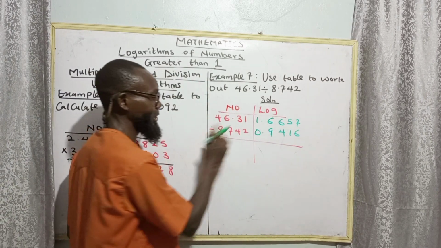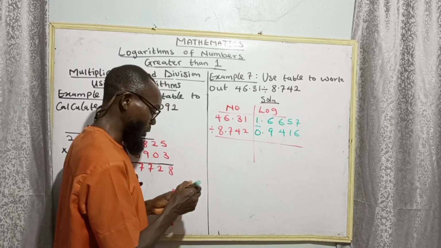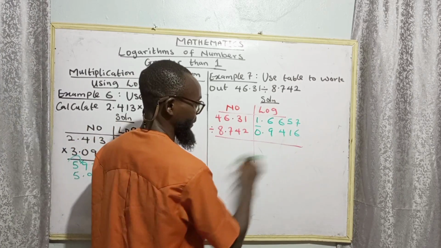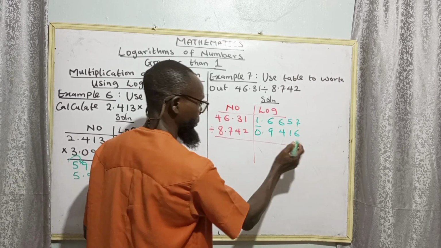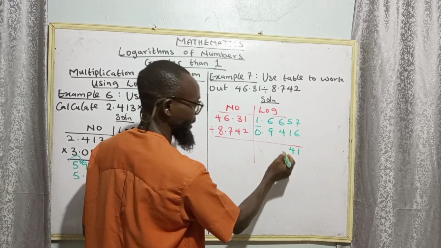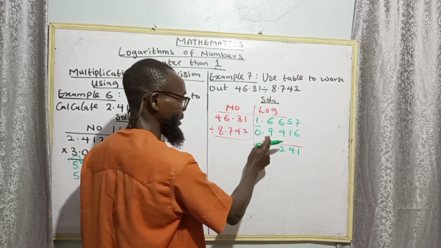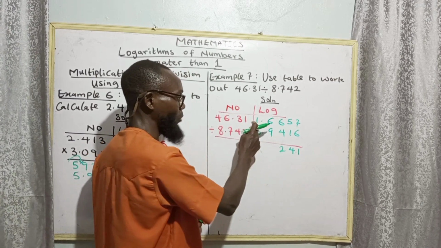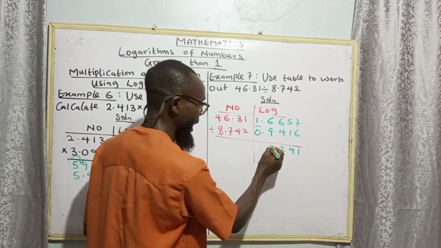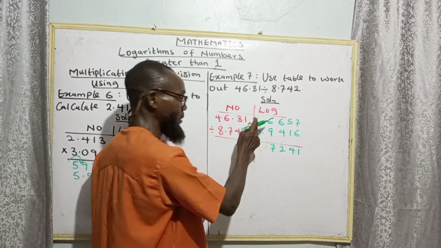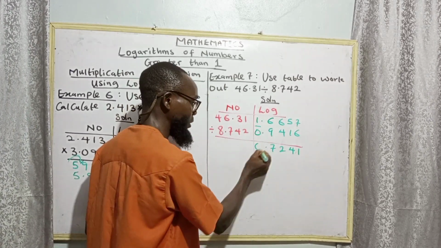So this division changes to subtraction. So we have 7 minus 6, that is 1. 5 minus 1, that is 4. 6 minus 4, that is 2. 6 minus 9, impossible. Come and put 1 from here, put it here, making 16. 16 minus 9, so we have 7. This has remained 0. 0 minus 0, we have 0.